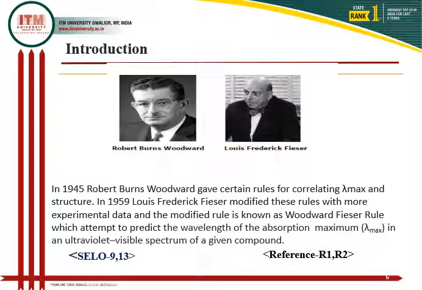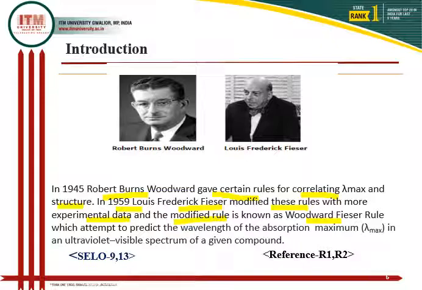So let's start. In 1945, Robert Burns Woodward gave us certain rules to correlate the lambda max and the molecular structure of a compound. And in 1959, Louis Frederick Fieser modified these rules with more experimental data. That modified rule is known as the Woodward-Fieser rule. It's the combined rule. In 1945, the rules were made by Woodward and then modified by Fieser in 1959.